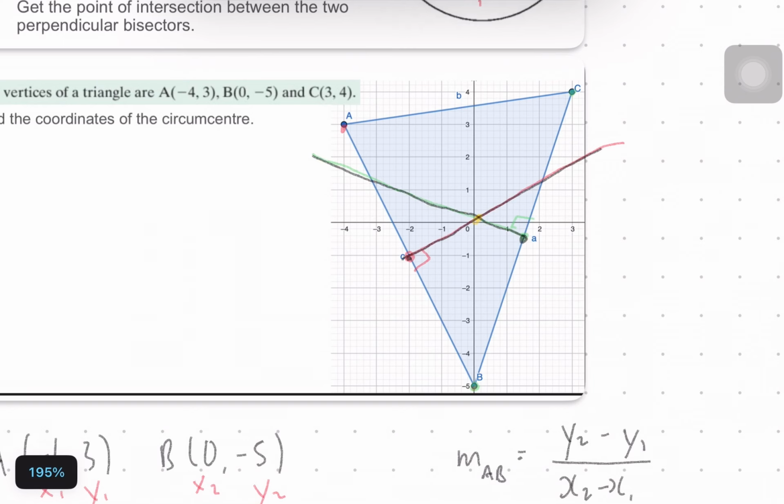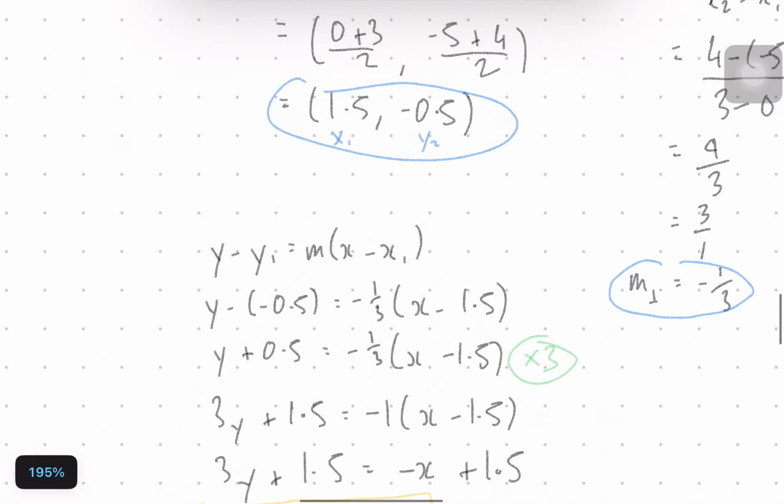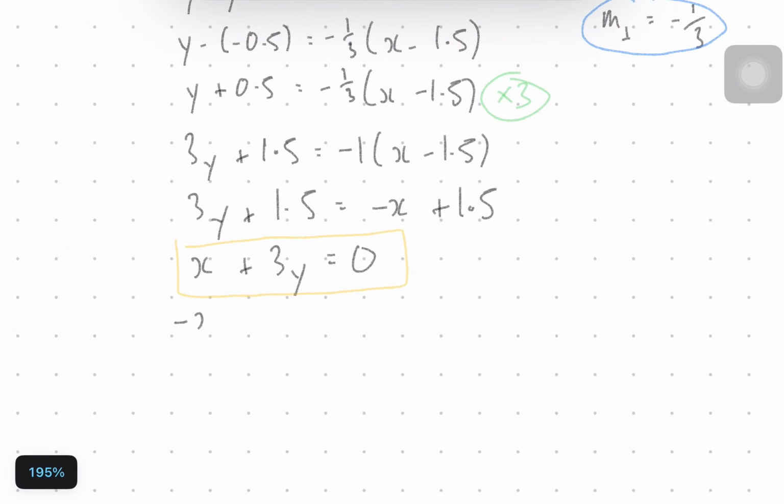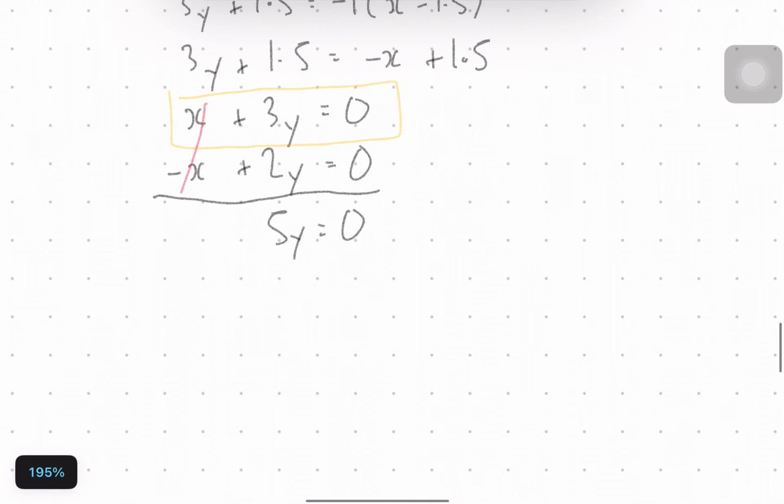So I'm just looking for the point of intersection between them, so just solve them simultaneously. So minus x plus 2y is my other one. So minus x plus 2y equals 0. There's my two equations. I've got x and minus x, so I'm ready to solve these. Add them together. X minus x is 0. 3y plus 2y is 5y. 0 plus 0 is 0. So 5y equals 0 means divide both sides by 5. You just get y equals 0.